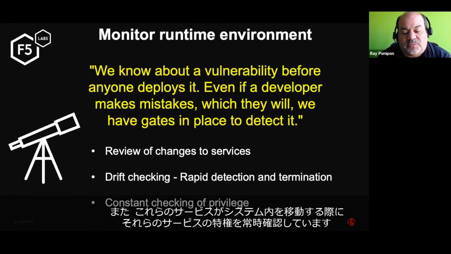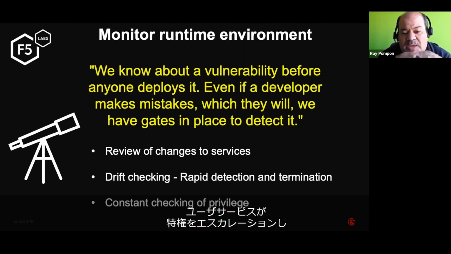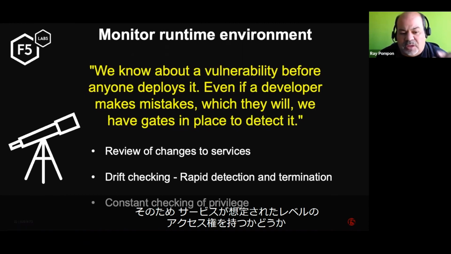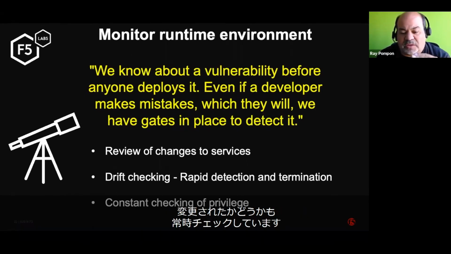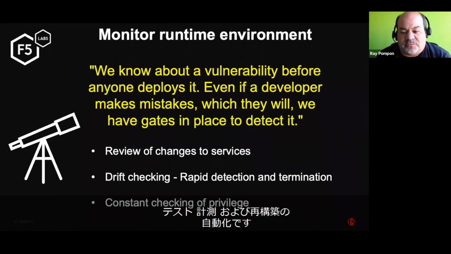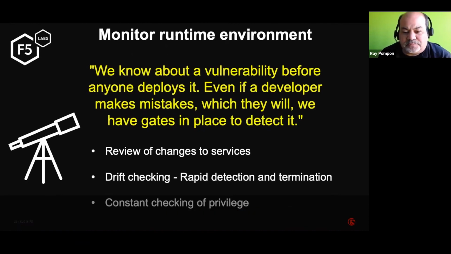And we are constantly reviewing the privileges of those services as they're moving through the system. As we see, a lot of the API breaches are caused when you have a user service escalating their privileges, using more than they're supposed to, violating the least privilege concept. So we're also constantly checking, okay, this service is supposed to have this level of access. Has it changed? Naturally, all of these things require a lot of automation for testing and measuring and rebuilding. But we still find that this is an important piece of doing this correctly.